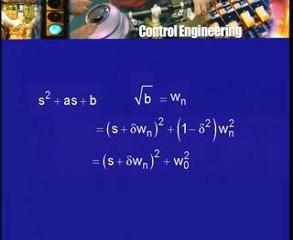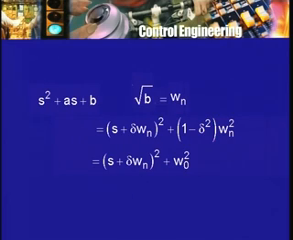I am assuming that b is positive, then the square root of b is called the natural frequency omega n, and then you define a to be equal to 2 delta omega n. This defines delta, and then you write this quadratic as s plus delta omega n square, that is okay, but the second term is not written as omega n square, but it is written as 1 minus delta square into omega n square, or in other words s plus delta omega n square plus omega 0 square.